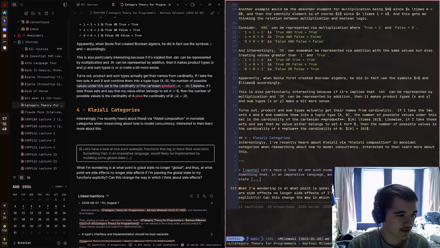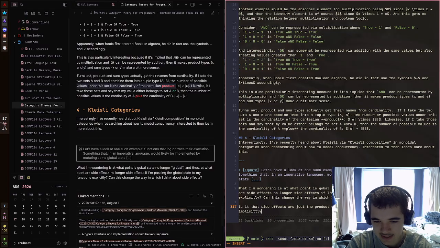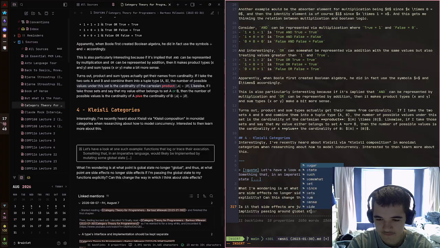Because side effects are just caused by syntactic sugar for passing around the global state. Is it that side effects are just the product of having syntactic sugar in a language for implicitly passing around global state? I don't know.